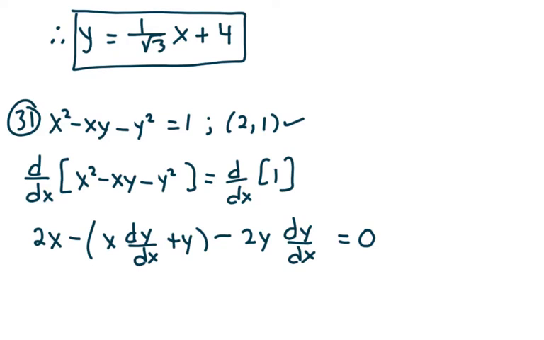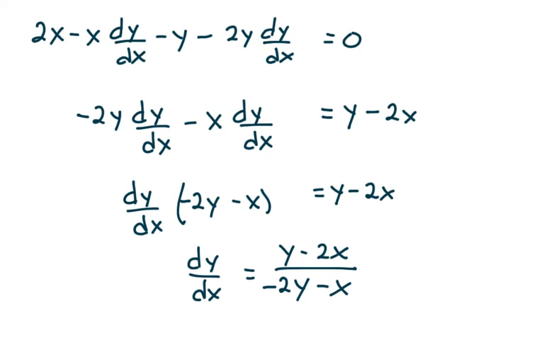Now, the derivative of x squared is 2x. The derivative of xy by the product rule, so I'm going to go 2x minus the quantity x dy/dx plus y times the derivative of x, which is just 1, minus 2y dy/dx, and that's equal to 0. And by the way, 2y dy/dx is just the derivative of y squared.